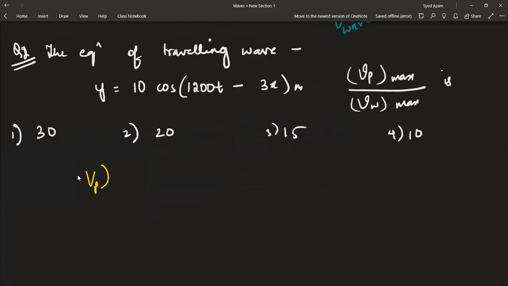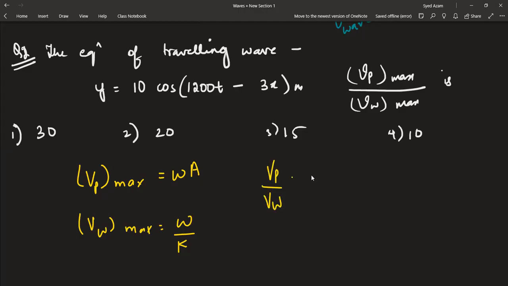See class, when we are talking about the maximum particle velocity, it is omega A. When we are talking about the maximum wave velocity, it is omega by k, as I told you. So when you write Vp by Vw, this is omega A by omega by k. K will go up, omega gets cancelled. This is A into K. Amplitude is 10. K is 3. So the ratio is 30 by 1, 30 is to 1.